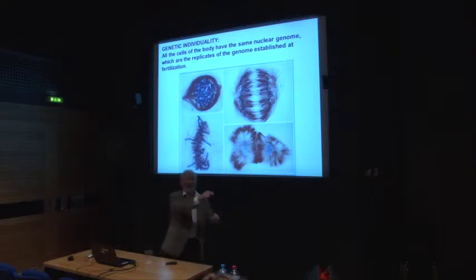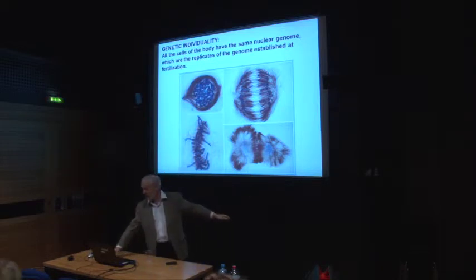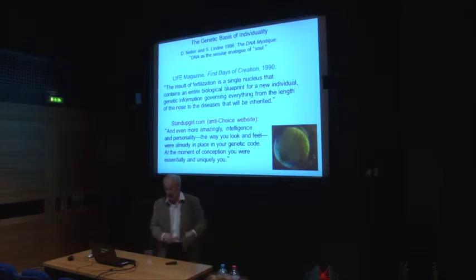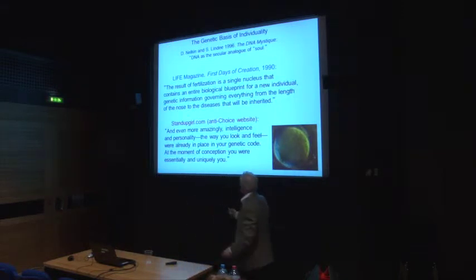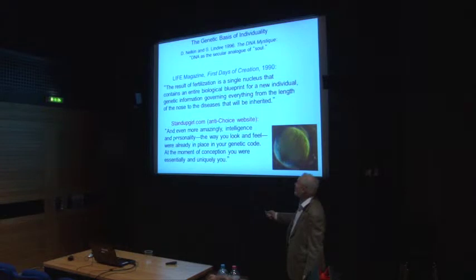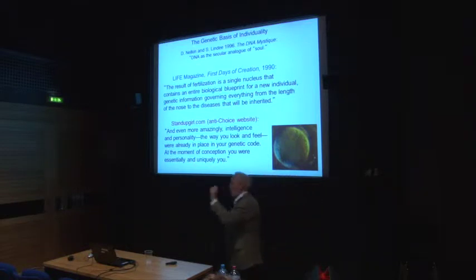Who is the perpetrator? Oh, we found his DNA. We know who it is. Okay. Also, this is the rhetoric of the anti-abortion groups that say, and even more amazingly, intelligence and personality, the way you look and feel, were already in place in your genetic code. At the moment of conception, you were essentially and uniquely you. Okay? You are who your genes say you are.